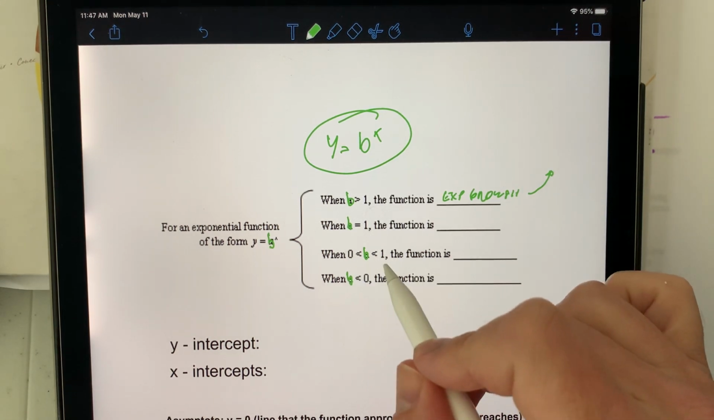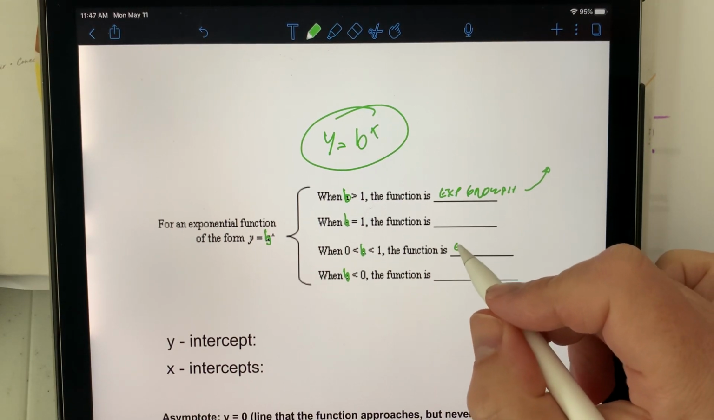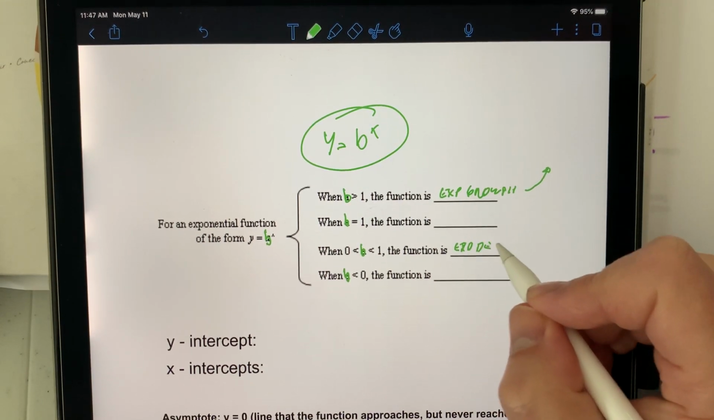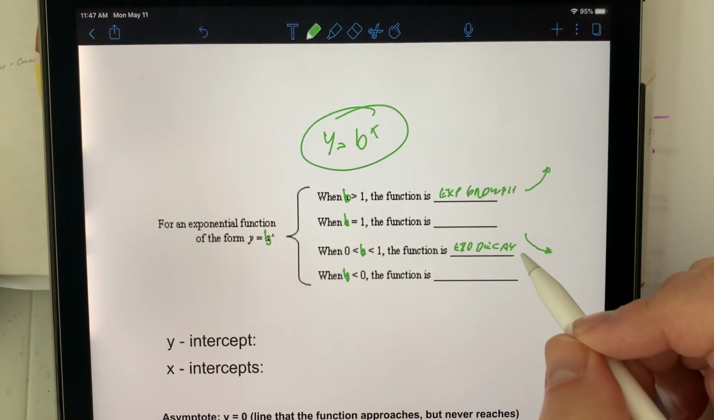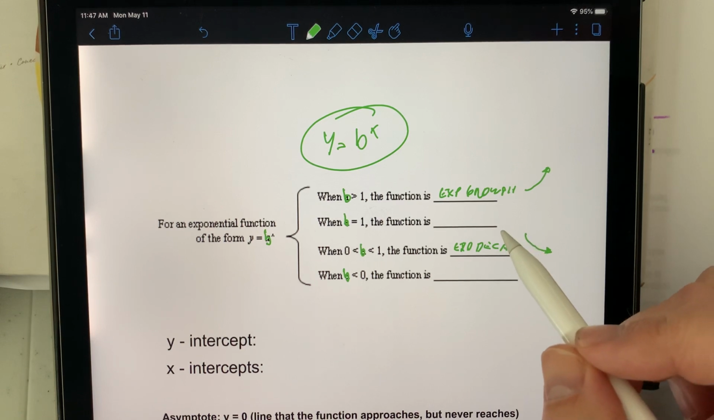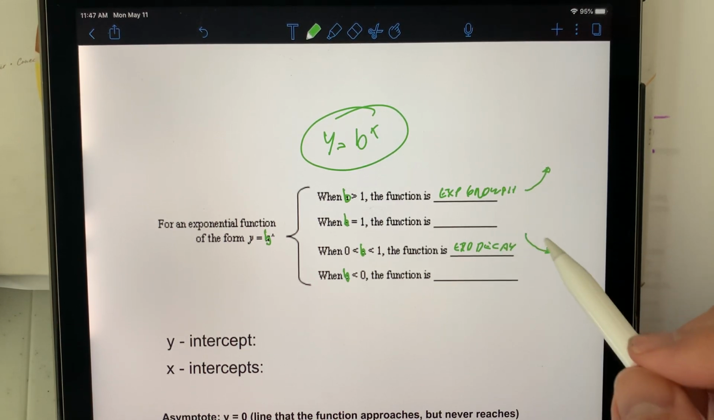When it's between 0 and 1, not 0, not 1, but in between, then the function is exponential decay. Decay, going down. Why is that? Because if it's like 0.8, then that means I'm losing 20% every time. Lose 20%, lose 20%, lose 20%. I'm going to go down and down and down forever and ever.